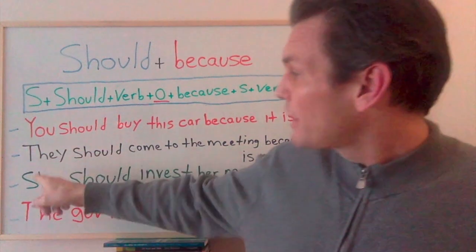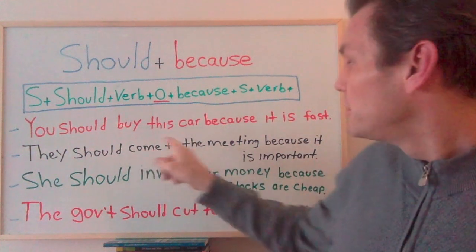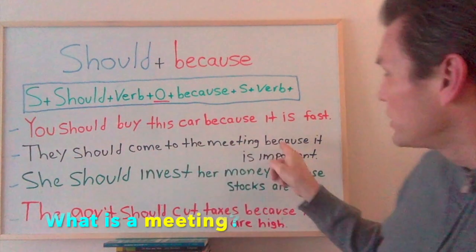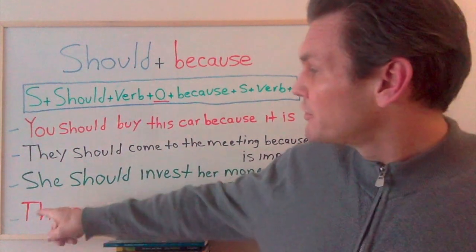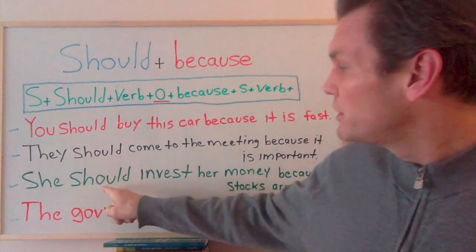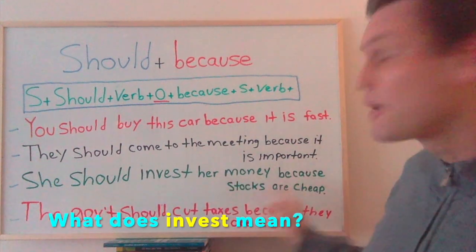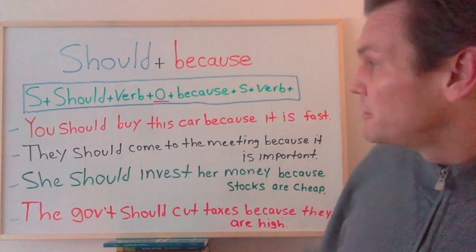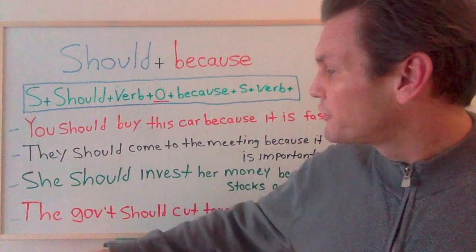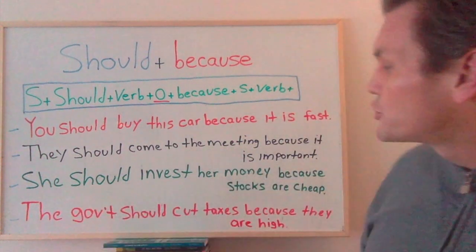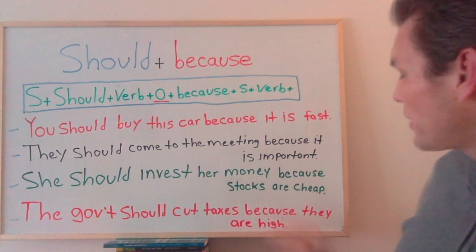The next sentence here, they should come to the meeting because it is important. Look at this sentence here. She should invest, the verb, her money because stocks are cheap. Do you see the pattern here? It's the same as above here. Look at the last sentence here. The government should cut taxes because they are high.